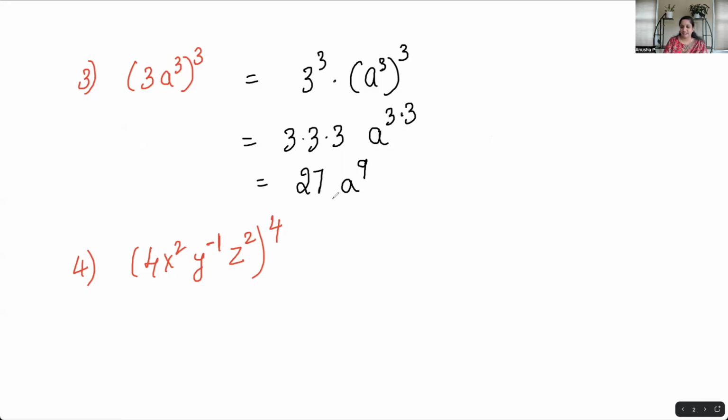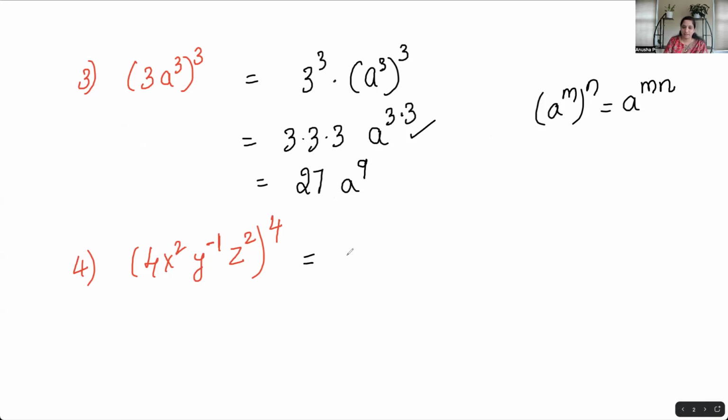Is it clear? The third example, 3a to the power of 3 whole to the power of 3 is nothing but 3 to the power of 3, a to the power of 3 whole to the power of 3. So, a to the power of m whole to the power of n is nothing but a to the power of mn. That's what we are doing here. Now, let's do the fourth example.